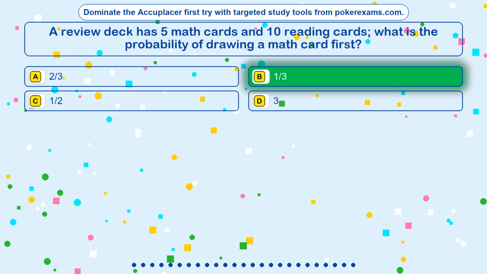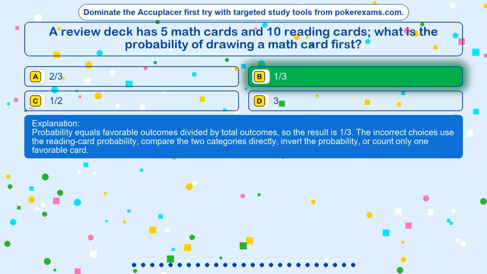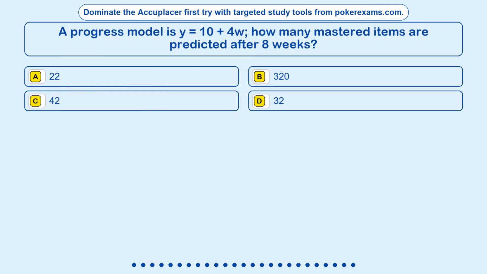The correct answer is option B, 1/3. Probability equals favorable outcomes divided by total outcomes, so the result is 1/3. The incorrect choices use the reading card probability, compare the two categories directly, invert the probability, or count only one favorable card.